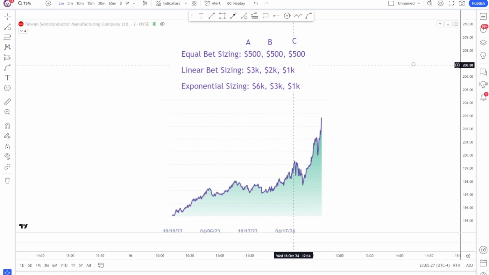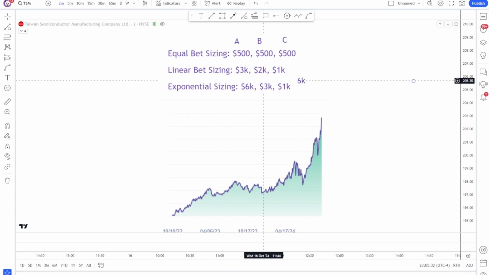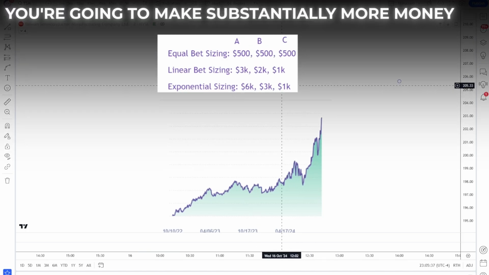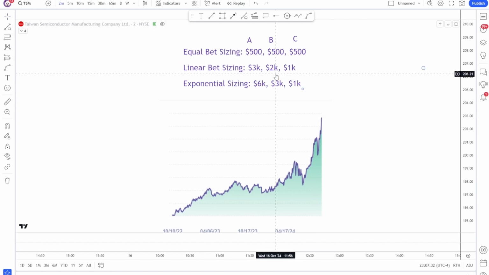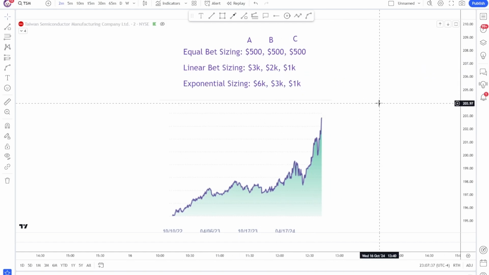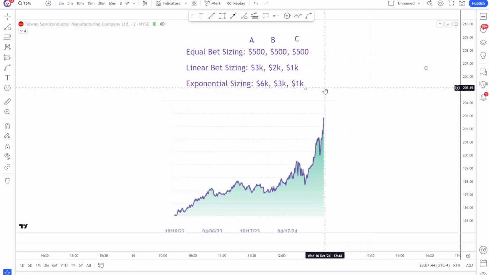But exponential bet sizing is where even if you're taking significantly less A trades, the way that the math works, you're going to make substantially more money. It's going to cover the cost of the majority of your trades that don't go well, or there's going to be a lot of C trades. You're going to see a lot more volume of C trades, a lot more volume of B trades. A trades are going to be more rare, but they're going to cover the majority of your gains.